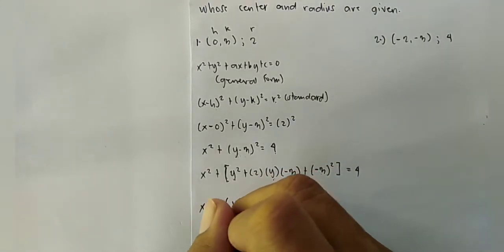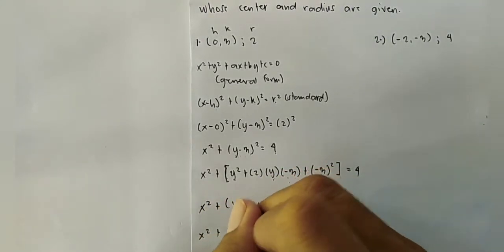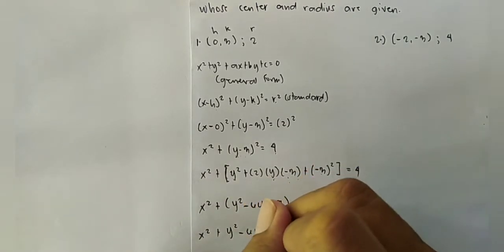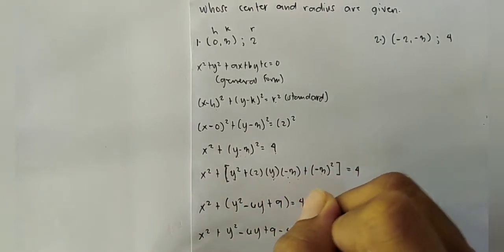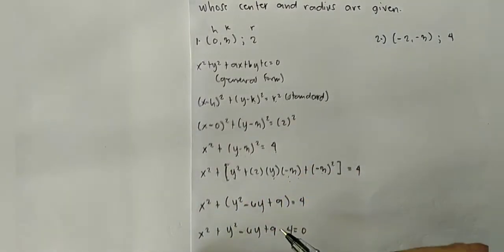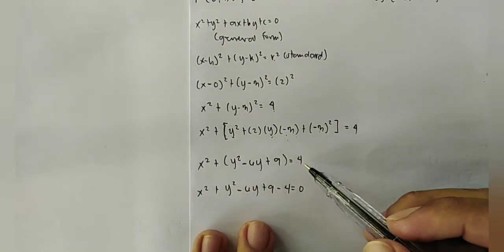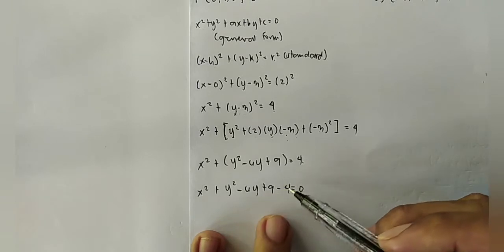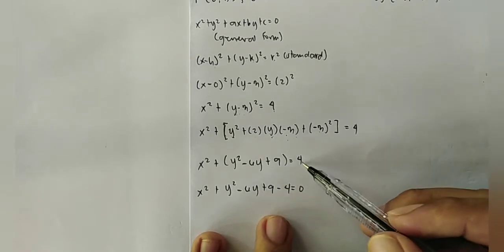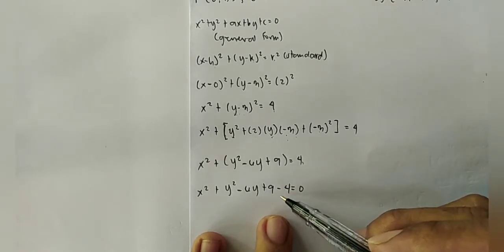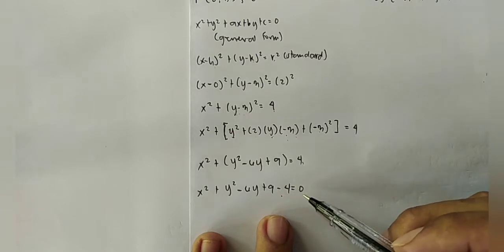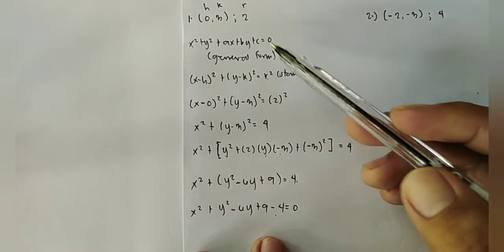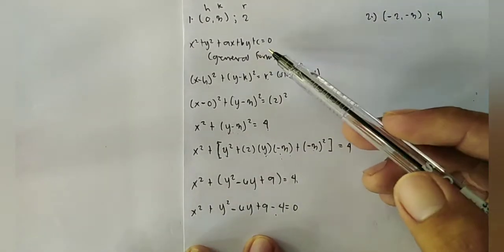So we have here x squared plus y squared minus 6y plus 9 minus 4 is equal to 0. Where did we get negative 4? We simply transferred the positive 4 from the right side to the left side, and it becomes negative 4, then equals 0, since the general form takes this form.